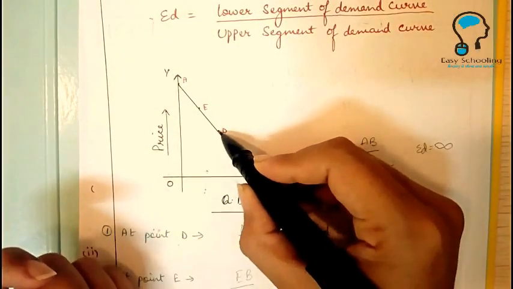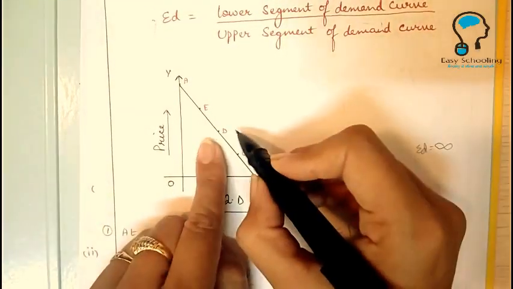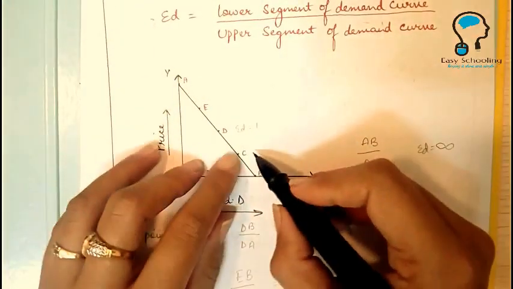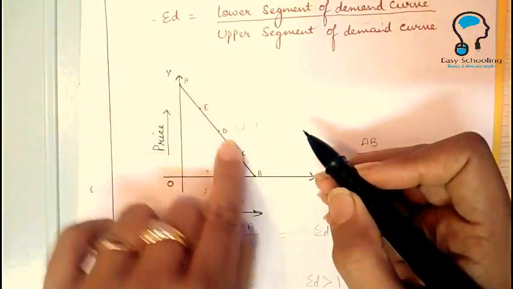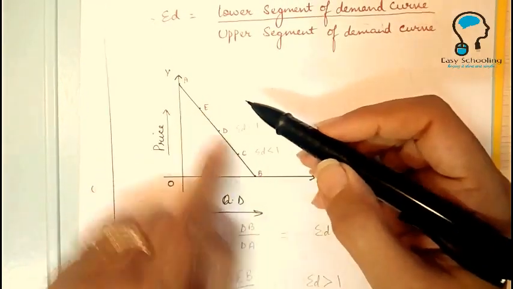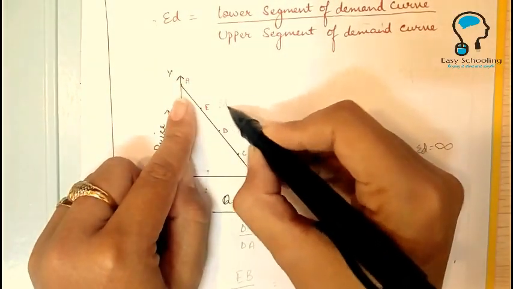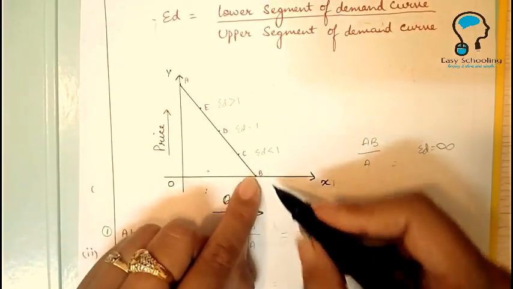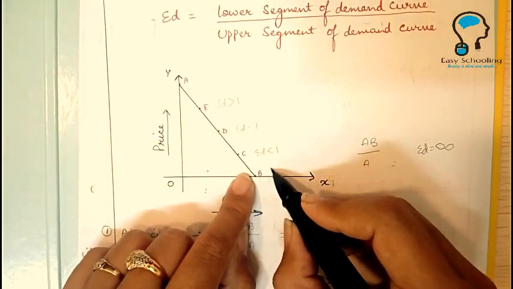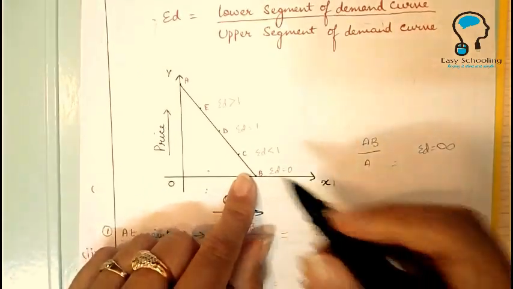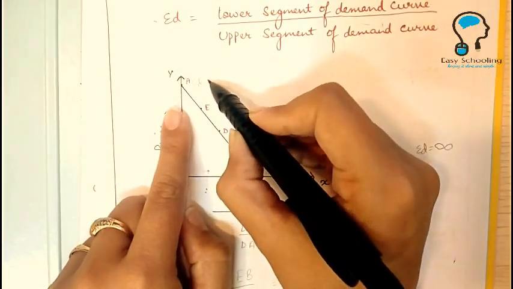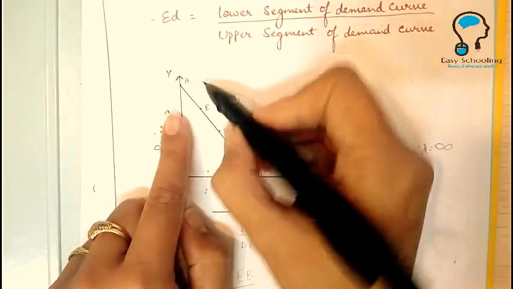At point D, when both the segments are equal, elasticity of demand will be equal to 1. At point C, when CB is smaller than CA, elasticity of demand will be less than 1. At point E, when EB is greater than EA, elasticity of demand is more than 1. At point B, when BB is 0 and it is BB upon BA, since BB is 0, elasticity is equal to 0. And at point A, anything upon 0 will be infinite. So elasticity of demand in this case will be infinite.